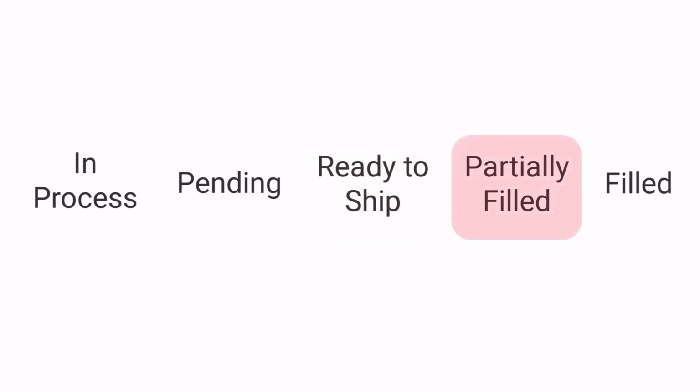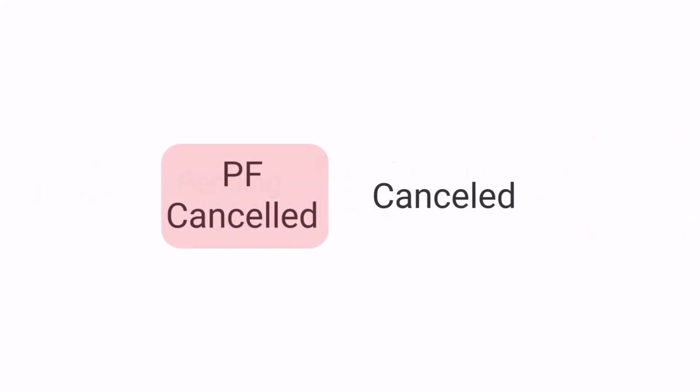Partially filled means a portion of the order has been filled. If you allow partially filled orders to be shipped, you'll be able to ship part of the order and return to ship the rest when it's in stock. Filled means the order has been filled and is ready to ship. PF canceled means a partially filled order has been canceled. We'll talk more about canceled orders later. And canceled means the order has been canceled without being filled.